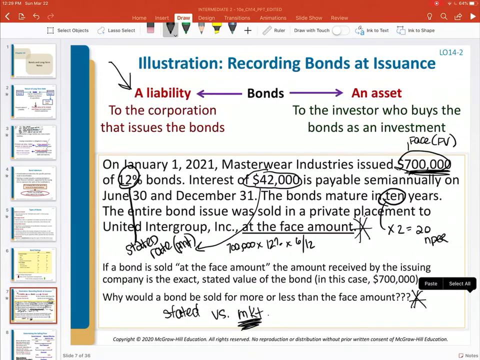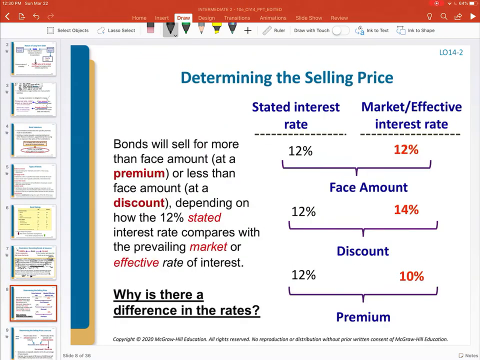What on average are those bonds offering in terms of an interest rate? Now, there may be differences between what we are offering, the stated rate, and what on average everybody else out in the market that looks like us is offering, the market rate. When we have differences between the stated interest rate and the market interest rate, that is where we may see examples where our bond is sold for either a little bit more or a little bit less than that face amount.